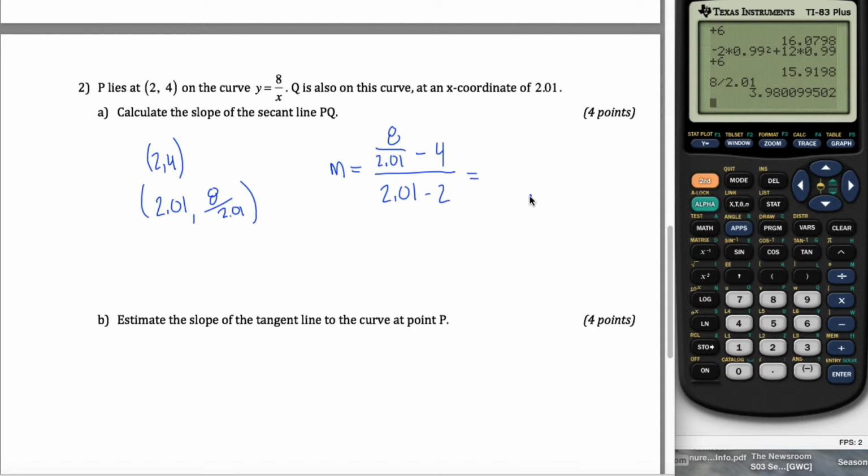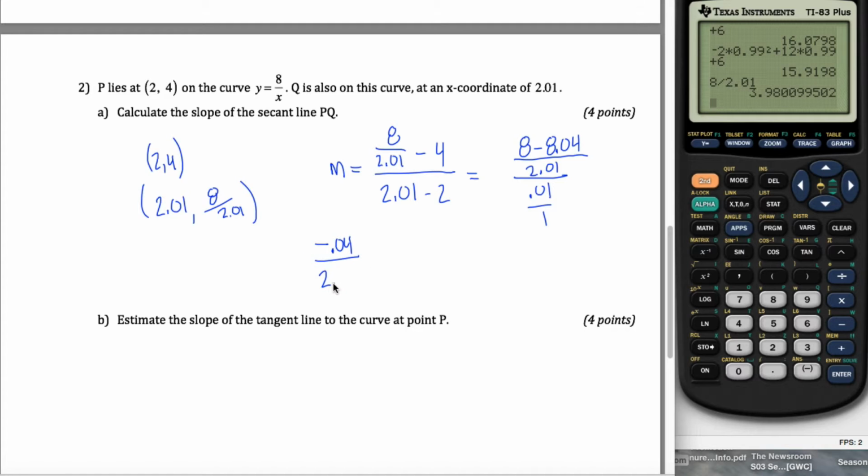And the denominator here is just 0.01. For the numerator, I need to get a common denominator to put these all together. So I could say it's 8 minus 8.04 divided by 2.01. Okay, where did that come from? 4 is the same as 4 divided by 1. If I multiply the top and the bottom by 2.01, I get 8.04. So now I have this fraction here. 8 minus 8.04 is negative 0.04.